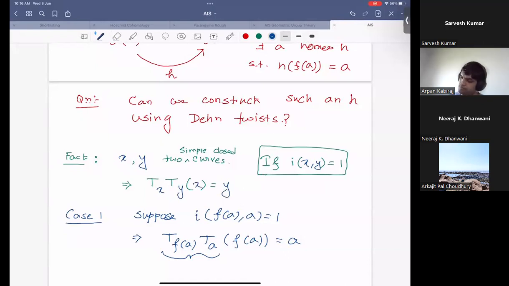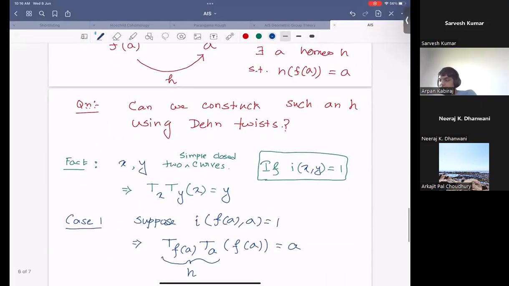Okay. So is this clear? First, this can be taken as H, if the intersection of FA and A is 1. Is this clear? Any question? So this I will take as H. H is a composition of just 2 Dehn twists. But this is with a huge condition: the geometric intersection of FA and A should be 1.